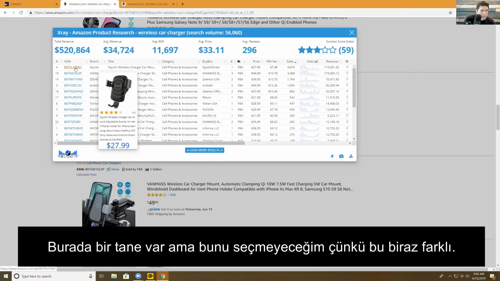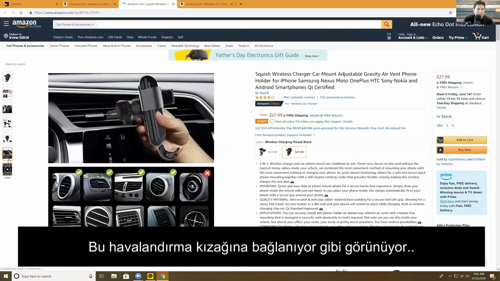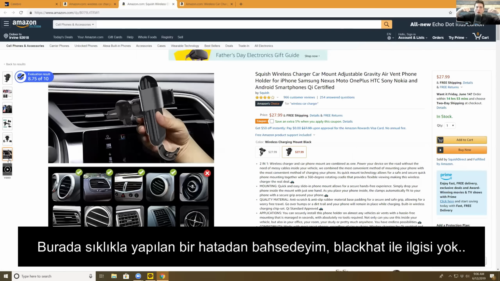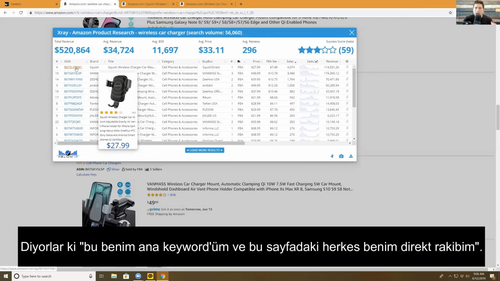So here is one, but I'm not going to pick this one because this is a little bit different. This one looks like it attaches to the vent. One thing that's important, I think this is a mistake, has nothing to do with black hat, but a lot of sellers say, hey, this is my main keyword, and actually everybody on this page is my competitor because we're all battling for the same keyword.